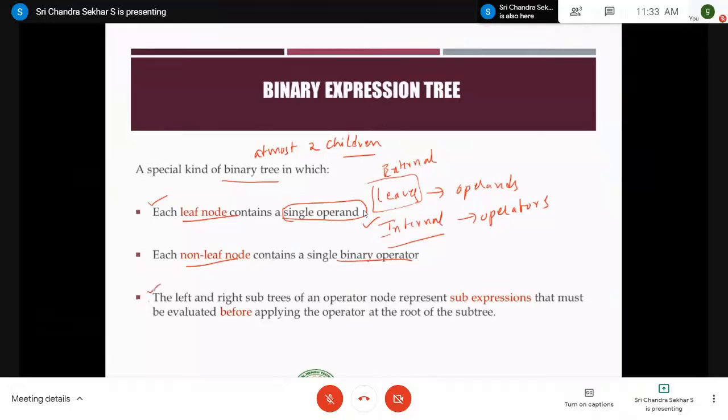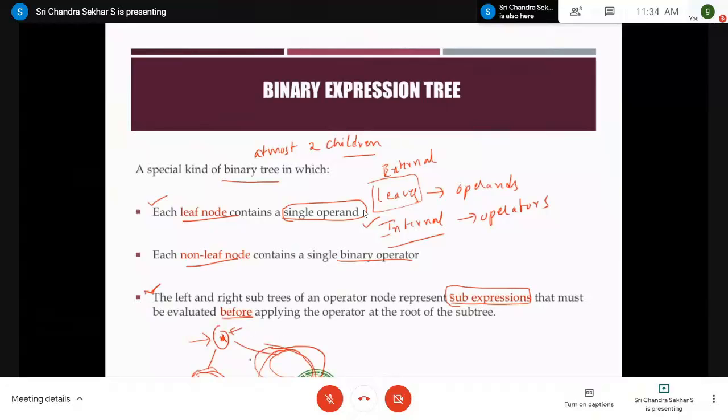And the last very important point in expression trees: the left and right subtrees of an operator node represent the sub-expressions. We'll see with an example. For example, we have an operator here and we have a left subtree here and the right subtree like this, right? In such a case, this is the left sub-expression and this is the right sub-expression. And one more thing is, they must be evaluated before the operator at the root of the subtree is evaluated. Therefore, before evaluating this root, you have to evaluate this sub-expression and this sub-expression. Then only you can go for the root.